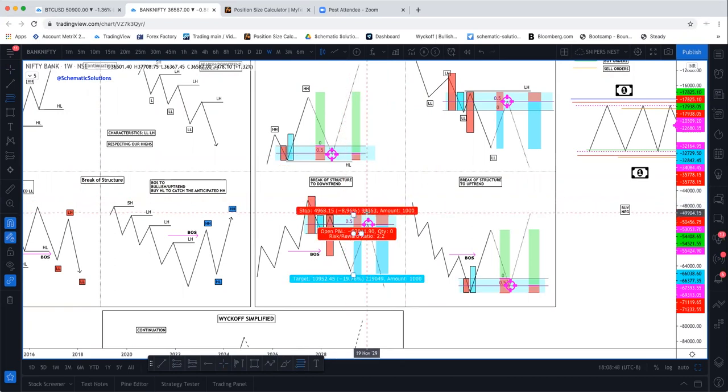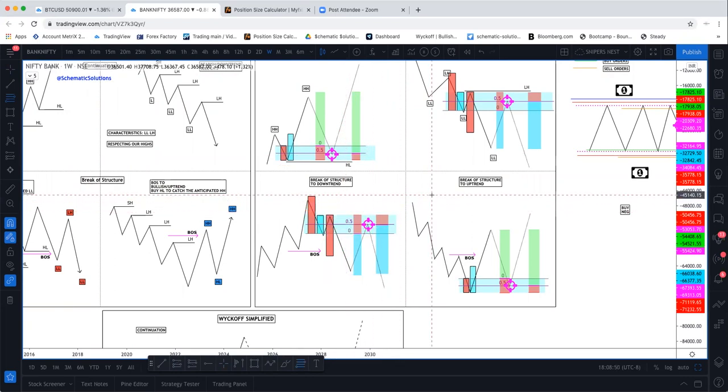So now, last but not least, we do have our break of structure to the uptrend. What that looks like is, once again, just marking up structure. We have our low that was made from this high. We have our lower low that was made from this lower high. We have our lower low that was made from this lower high. And we have this lower low that was made from this lower high.